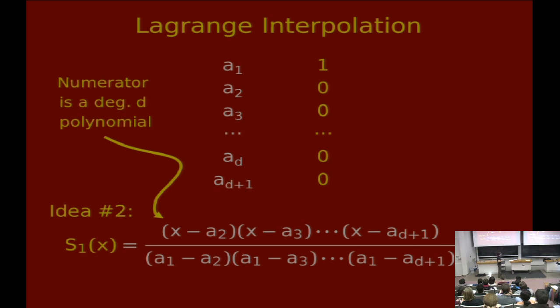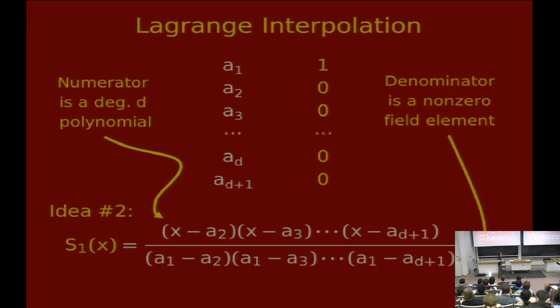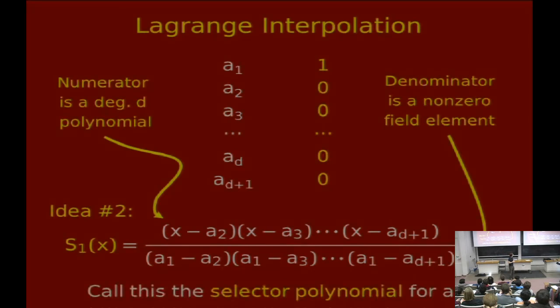So the numerator is a degree d polynomial. The denominator is not 0, so it's okay to divide by it. And it's just a constant, so dividing by it doesn't change the degree. And I claim it works. You get zeros for a2 through a_{d+1}, and you get 1 for a1. Any question about that? Okay, great. So we solved it in this very special case. Let's call this polynomial S1, the selector polynomial for a1.